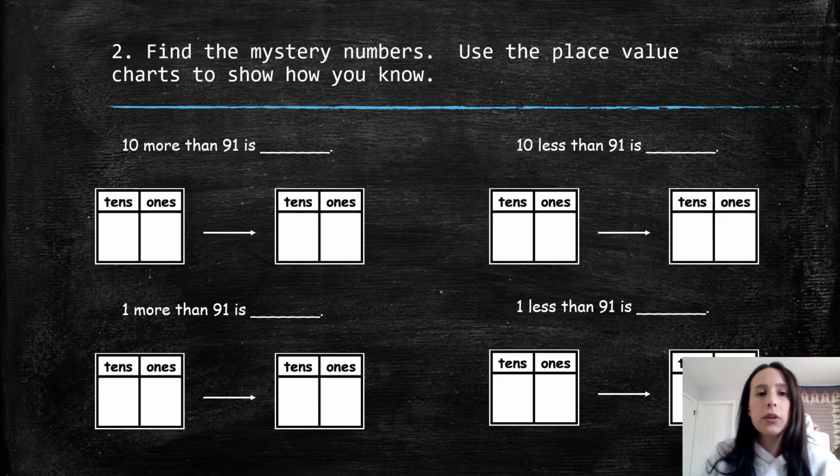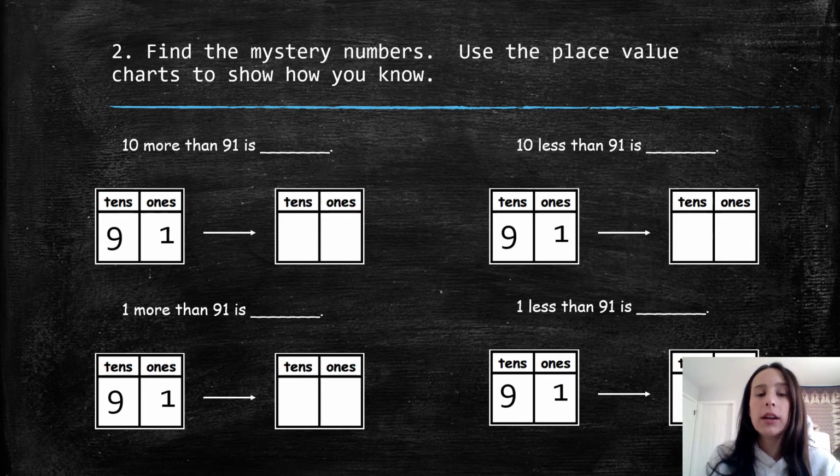Number 2, we're going to find the mystery numbers. Use the place value charts to show how you know. So I see that we're doing 10 more than 91 is, 10 less than 91 is, 1 more than 91 is, and 1 less than 91 is. I'm using 91 every time, so I'm going to fill in my left place value chart for each problem with 9 tens and 1 one. I'm showing the number 91 each time.